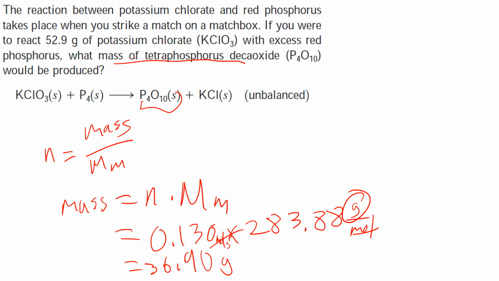Notice here that in our balanced equation we had 10 over here, 3 over here. So even though we had more potassium chlorate when we started off, we produced less tetraphosphorus decoxide, even though the molar ratio is different, because tetraphosphorus decoxide weighs a lot more than potassium chlorate. The molar mass of tetraphosphorus decoxide is a lot more than the molar mass of potassium chlorate. So those are the two examples for stoichiometry.